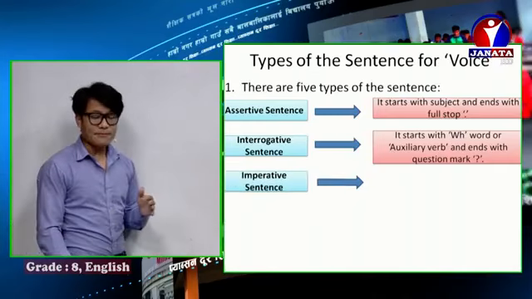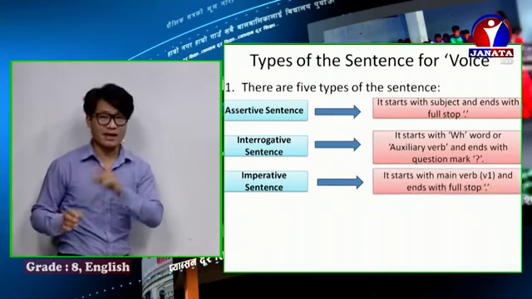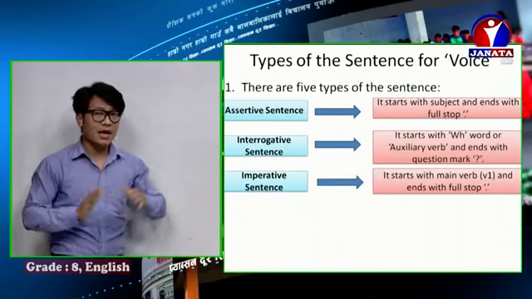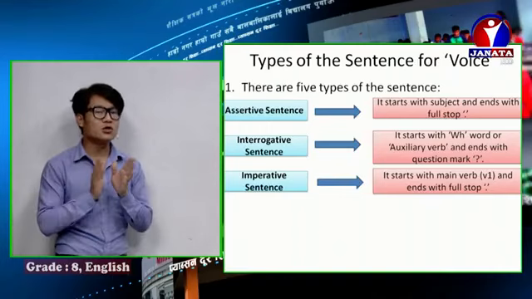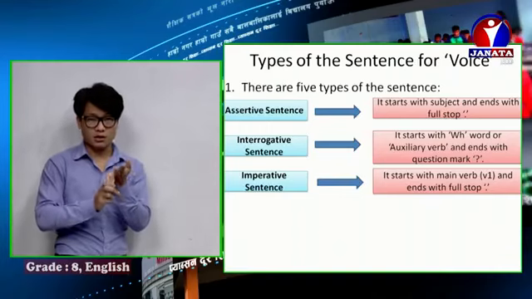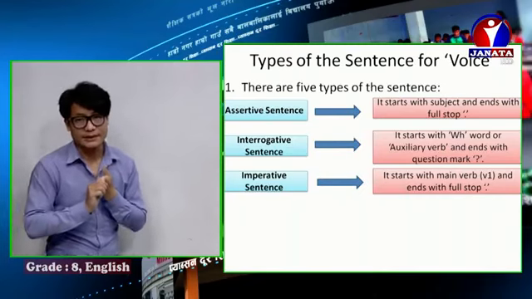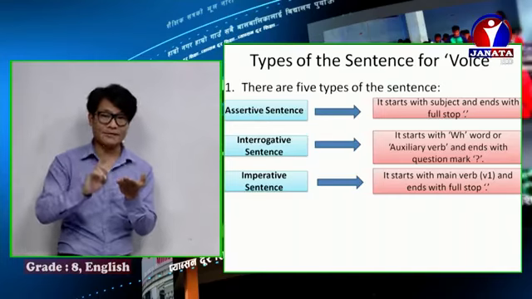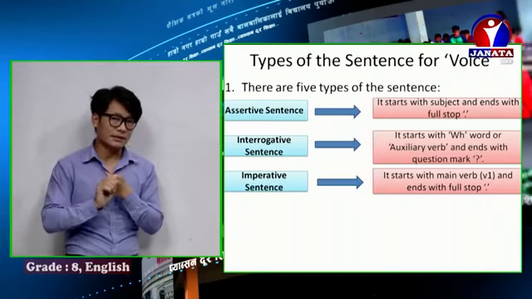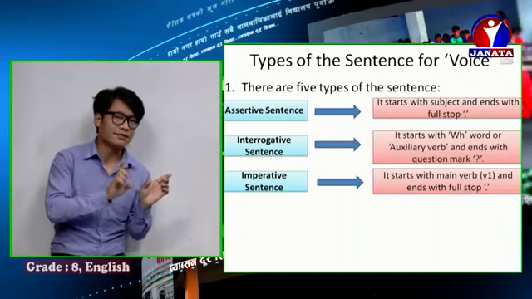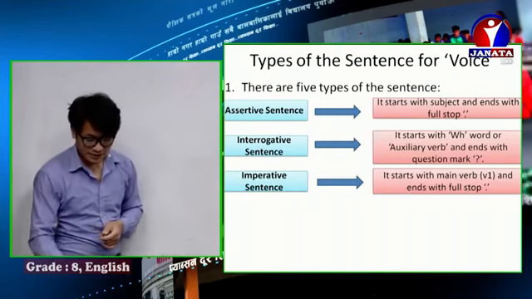Next is imperative sentence. Let me tell you, it starts with a main verb like verb 1 and ends with a full stop. I should not tell you more, I think, because an imperative sentence is used to command, order, request, and even to give responsibility. How to use this imperative sentence in voice, we will talk later.